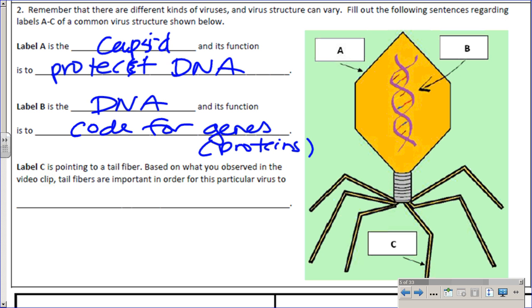C is pointing to the tail fiber. Based on what you observed in the video clip, tail fiber is important to do what? Right, attach to host cell. Good job.